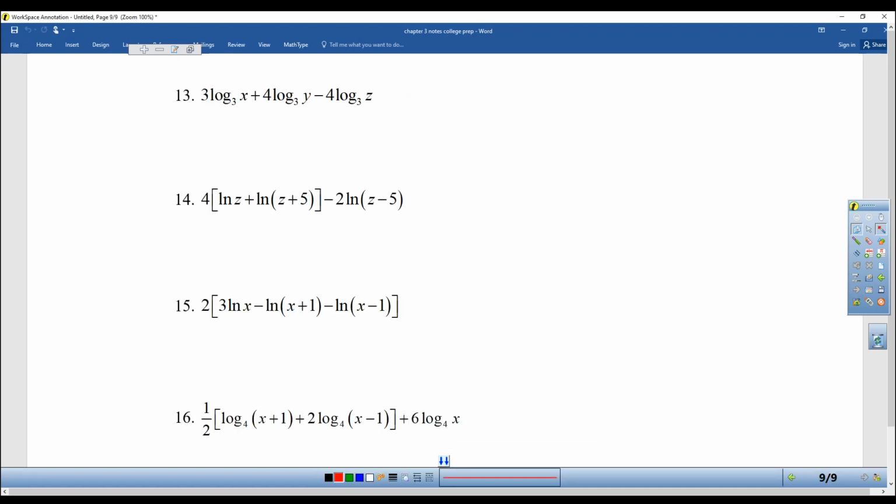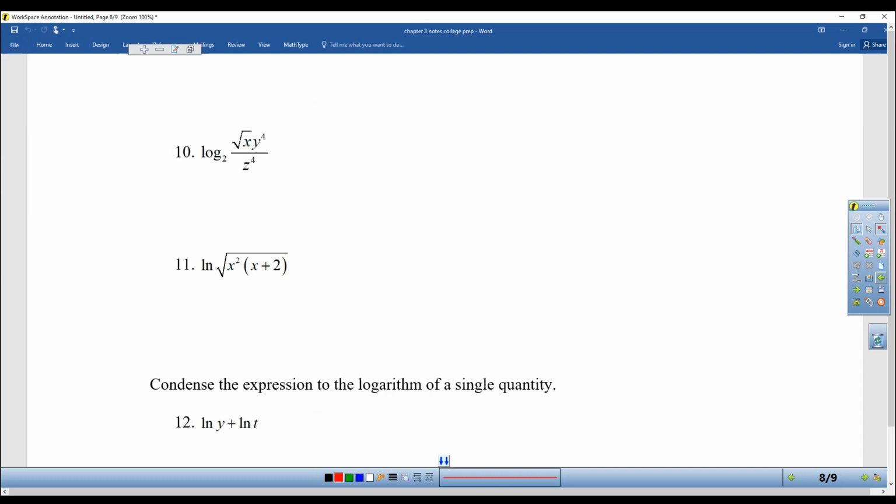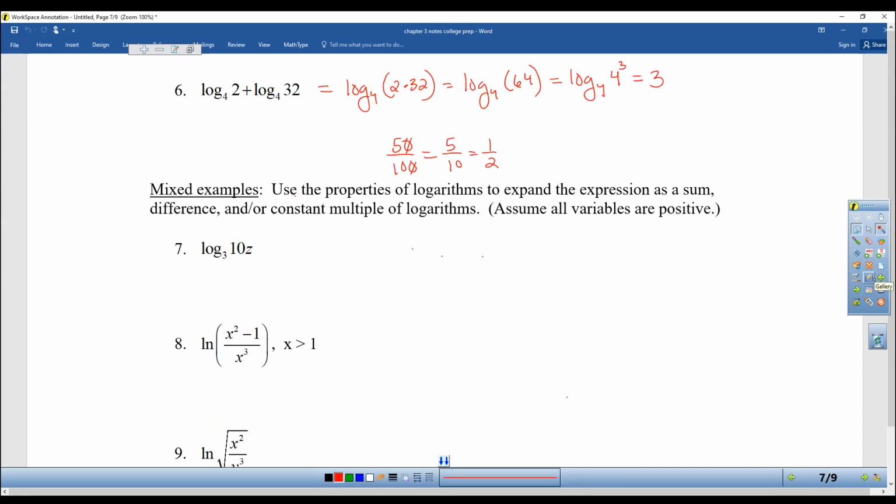If you would like to try those on your own, that's what I would have you do if you were actually in the classroom. But you're not, so I am going to do them for you. But the more you do on your own, the better. This is multiplication, which in logs translates to addition. So log base 3 of 10 plus log base 3 of z.